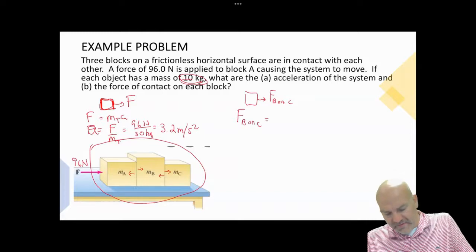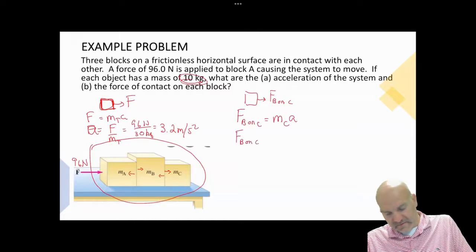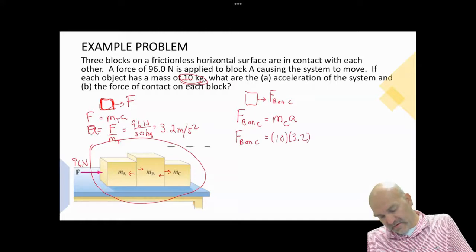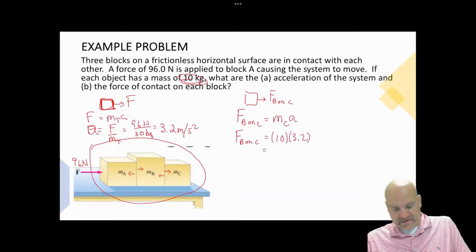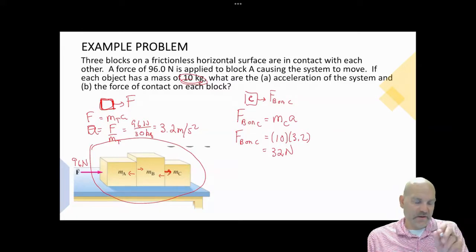And so I'm going to say F of B on C equals mC times a. And so now what I'm going to do is plug in 10 times 3.2. And so that's going to be equal to 32 newtons. Okay, so this is block C. But note that B is pushing on C. Well, guess what? C is pushing on B.